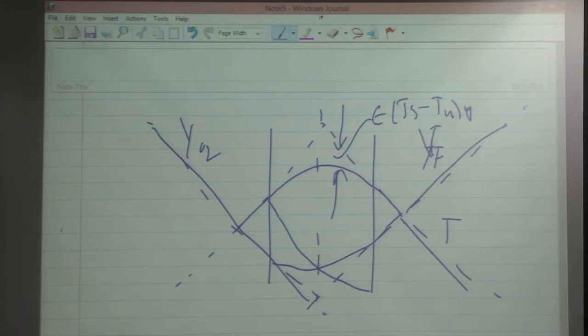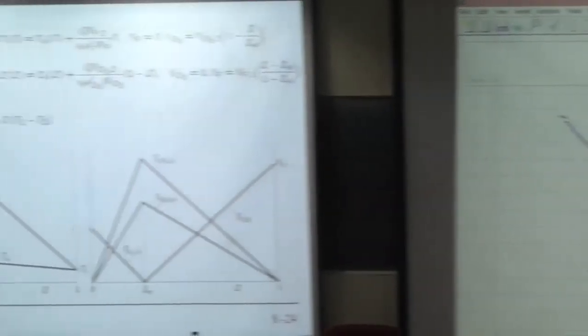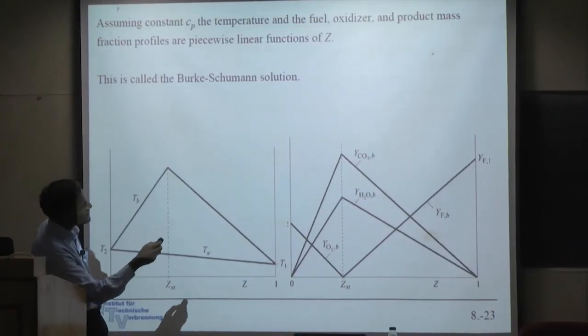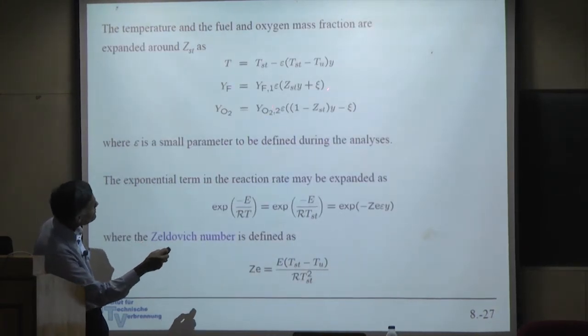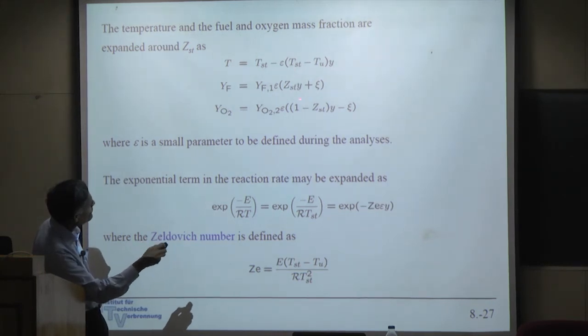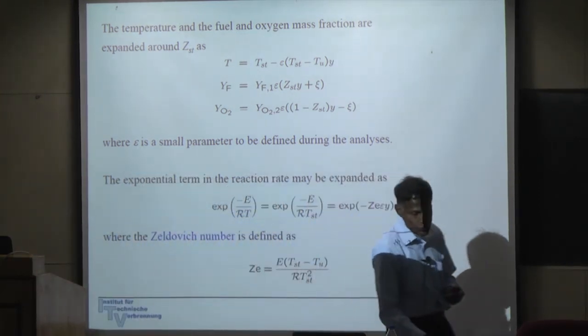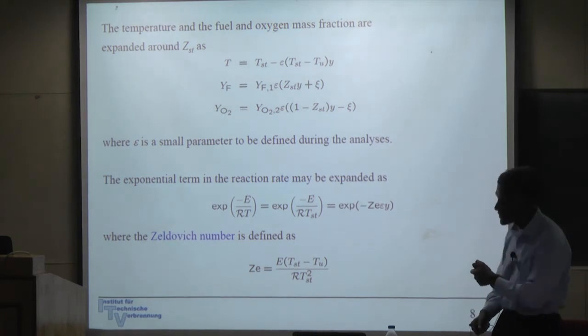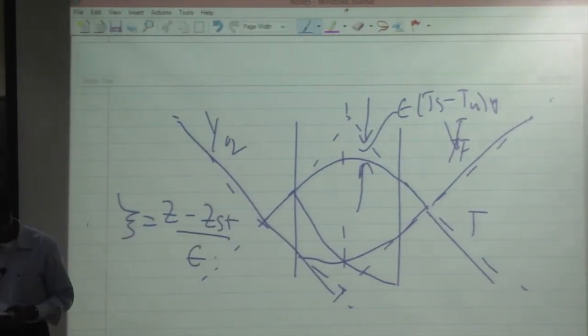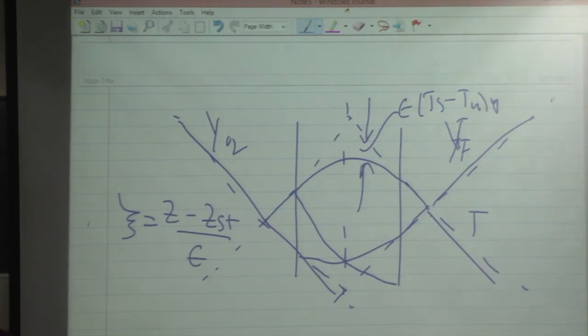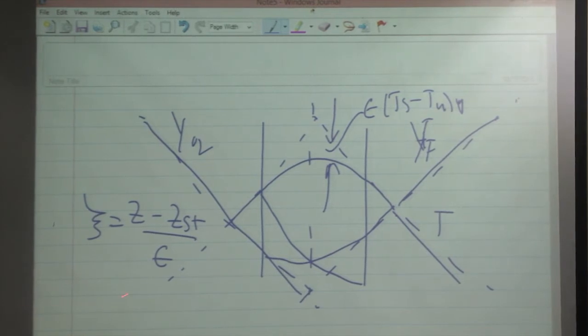And once you write the perturbation for temperature, we can go back to these coupling relationships between the fuel. I didn't write down the coupling relationship. From the coupling relationship, this will be the mass fraction of the fuel, obtained from coupling relations, and this is the mass fraction of oxygen. What's not shown here is the stretching for the independent variable, this C. So the independent variable C is Z minus ZST over epsilon. So that's the independent variable.